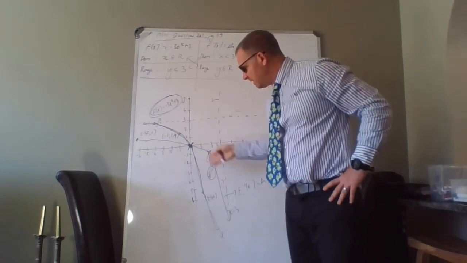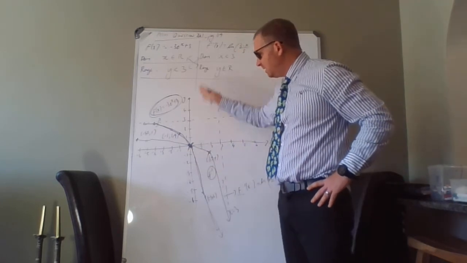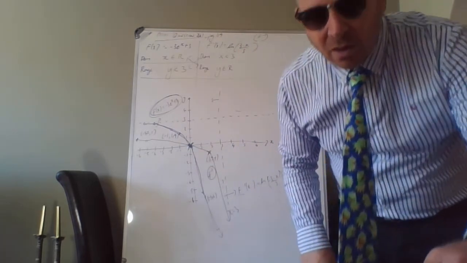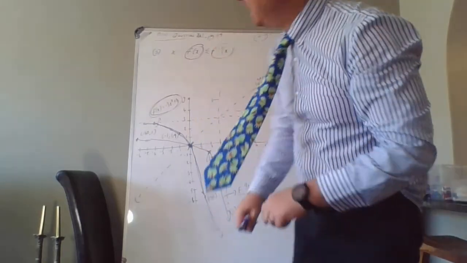Okay, the black graph over here, that's your log graph. The domain is x is less than 3. The range is y is an element of reals. Getting there, I know it's been a long lesson.